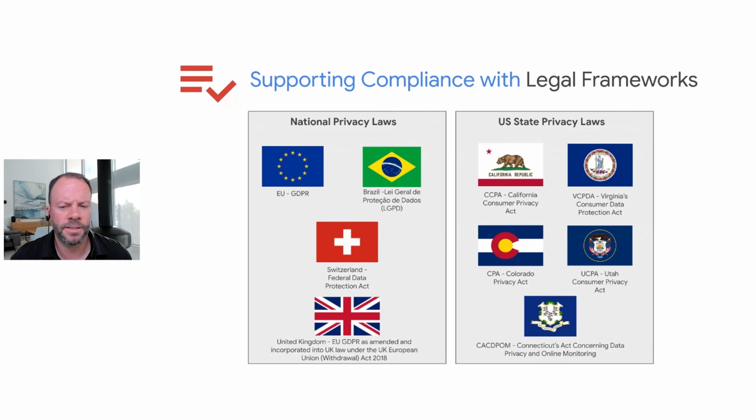Now, if we were to pivot to just the United States for a moment here, we've had language for the last several years in our contracts related to the California Consumer Privacy Act, or the CCPA. On January 1st of this year, 4 new states passed privacy laws that, again, our customers may need to comply with. So we updated our terms of service with a U.S. state privacy law addendum, which contains language to help customers comply with laws in California, Virginia, Colorado, Utah, and Connecticut.